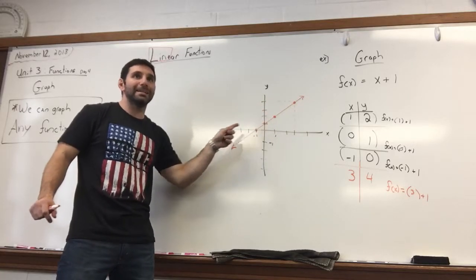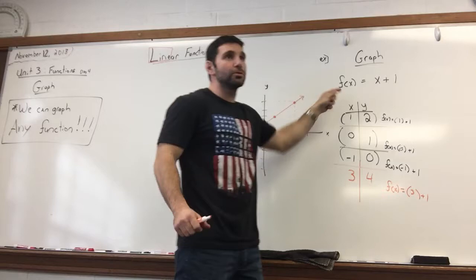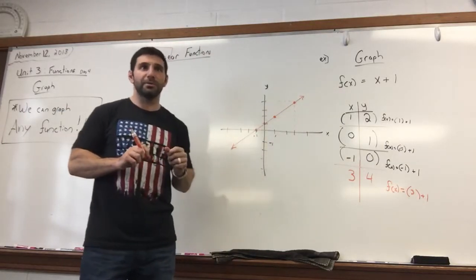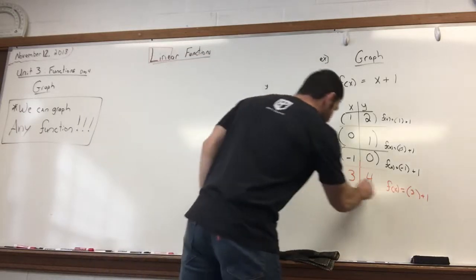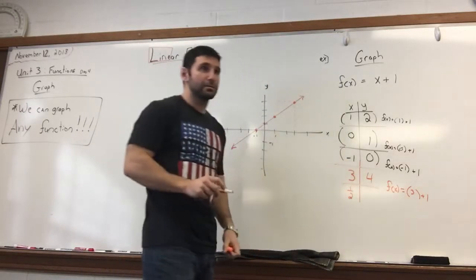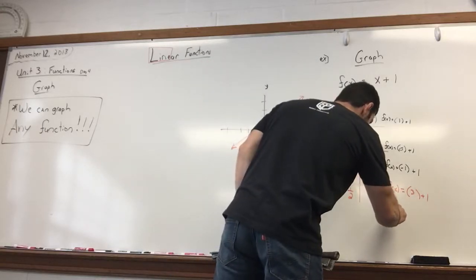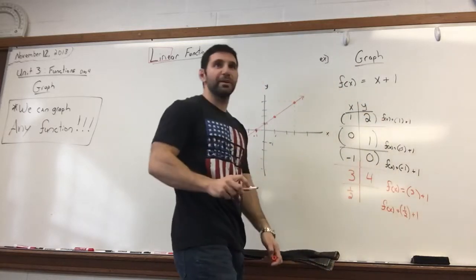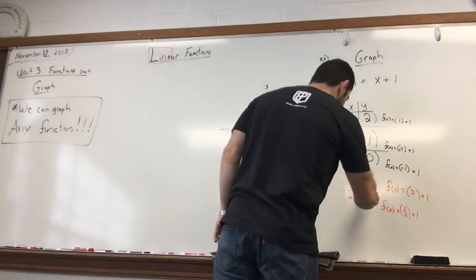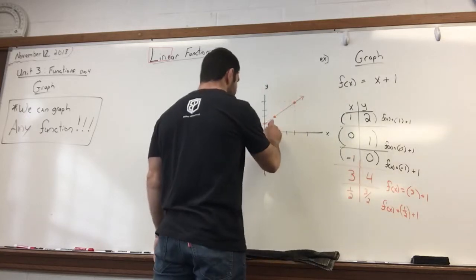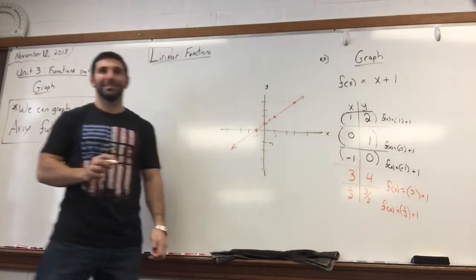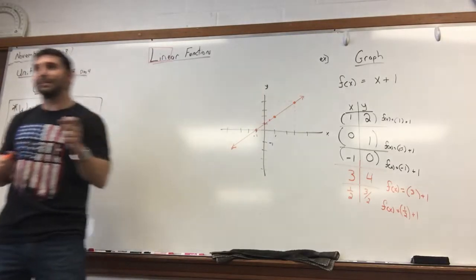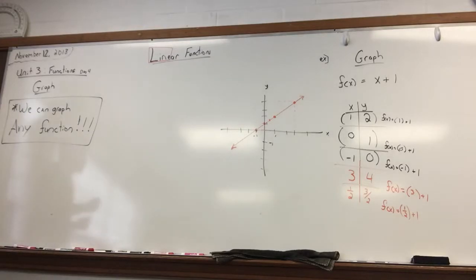Everywhere on this line is a possible solution to this function. Do we have to use whole numbers? Could I use 1/2? I could say f of x equals 1/2 plus 1. Well, what's 1/2 plus 1? 1 1/2, or 3 halves, which is 1 1/2. So if I go up 1/2, up 1 1/2, wait a minute. It's on that graph. Every single place on that line is a solution.